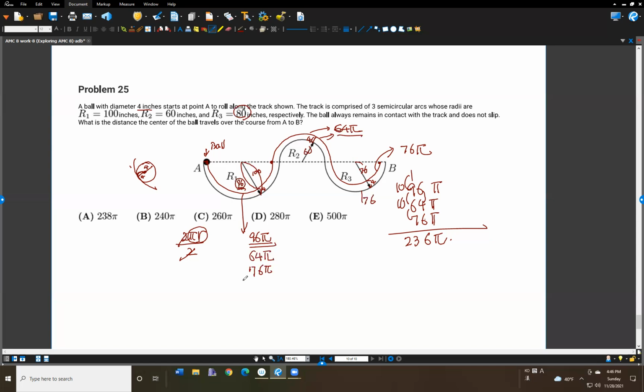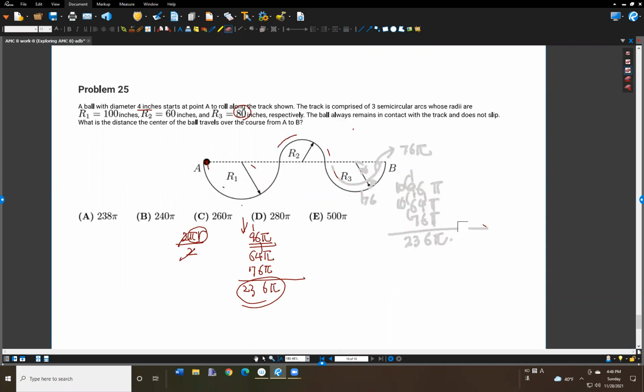Let's add more. 236 pi. Okay. I'm sorry, the diameter is 4, right? We did it wrong, it's not the radius. The diameter is 4. Oh my God, there is a big difference, a big mistake, okay? Forget it.